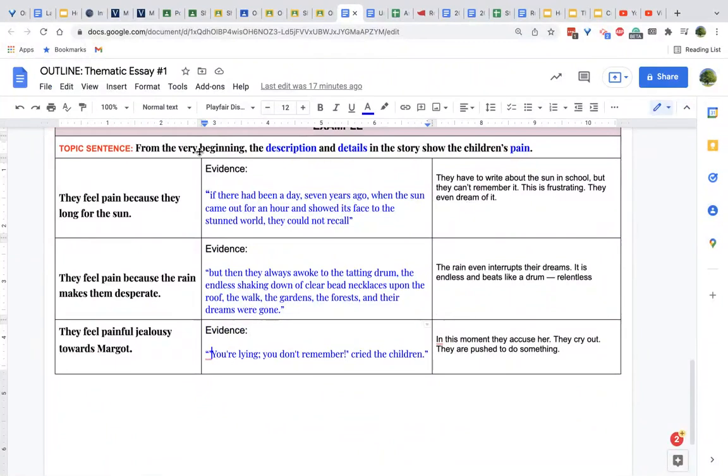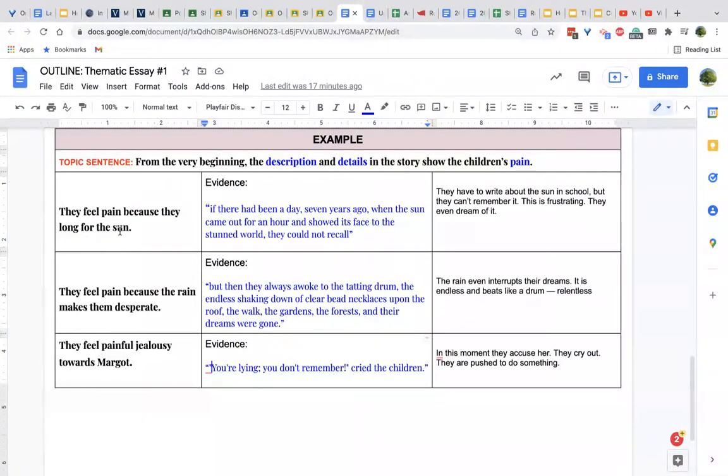Topic sentence here. From the very beginning, the description and details in the story show the children's pain. I note that these 3 points are going to be how I'm going to prove this. They feel pain because they long for the sun. Here's my evidence of that from the story. And here's some notes that I wrote to myself about that pain, right? They have to write about sun in the school. They can't even remember it. It's frustrating. They even dream of it.